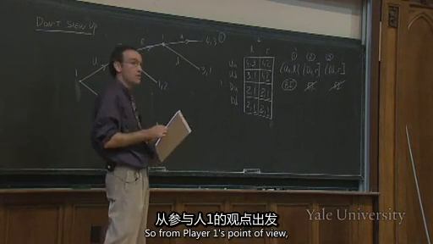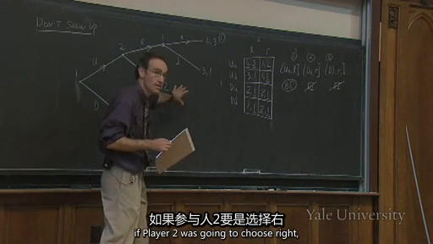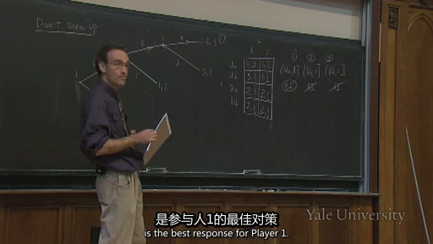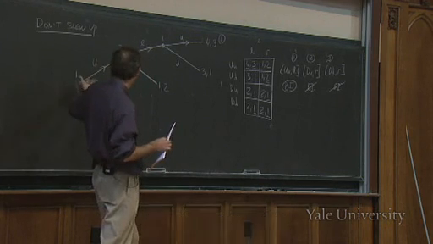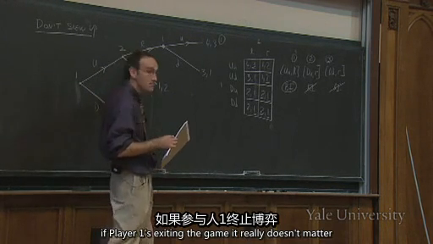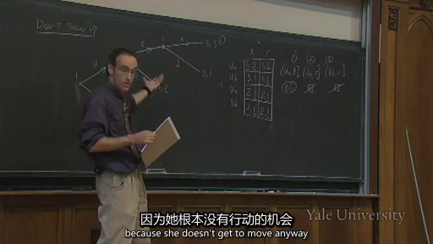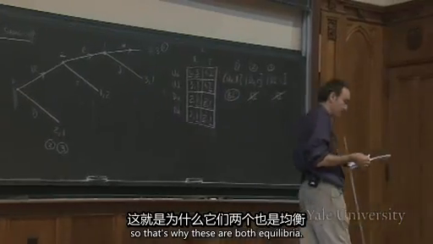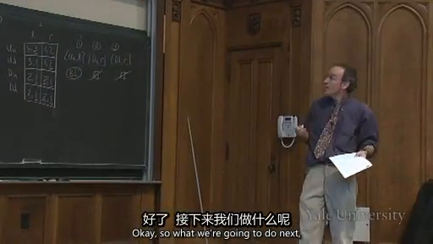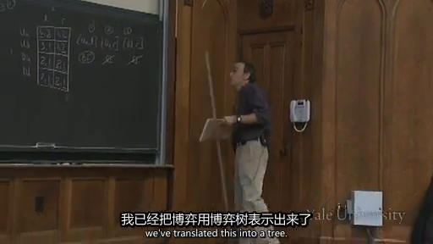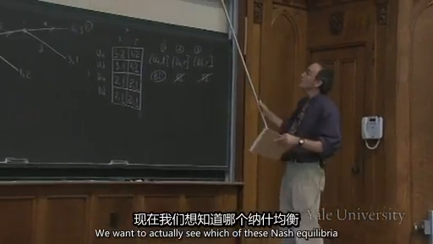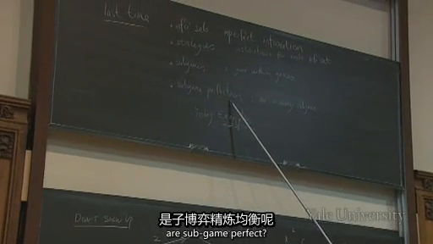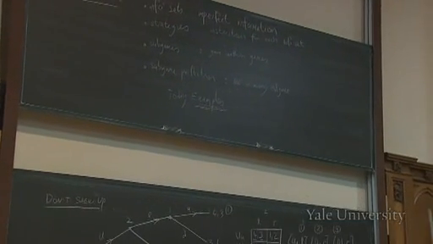So from player 1's point of view, if player 2 was going to choose right, then getting out of the game, doing the safe thing, is the best response for player 1. And from player 2's point of view, if player 1 is exiting the game, it really doesn't matter what player 2 says she's going to do, because she doesn't get to move anyway. All right, so that's why these are both equilibria. Okay, so what we want to do next, we've translated this into a tree, we've written down the strategies. We want to actually see which of these Nash equilibria are subgame perfect.